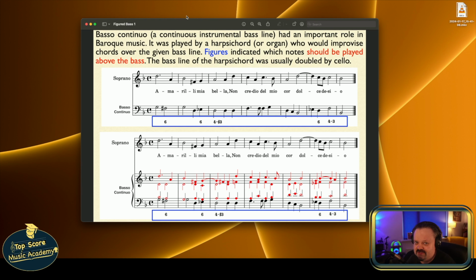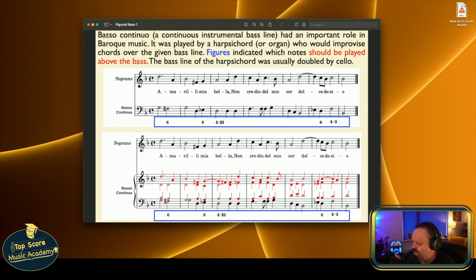In a lot of Baroque music, probably most Baroque music, you're going to come across this term of basso continuo. The basso continuo was a continuous instrumental bass line, and it had a very important role in Baroque music, basically to thicken up the texture to provide harmony. It was usually played by a harpsichord or an organ or some type of keyboard instrument or chordal instrument. Even a lute could do it as well.